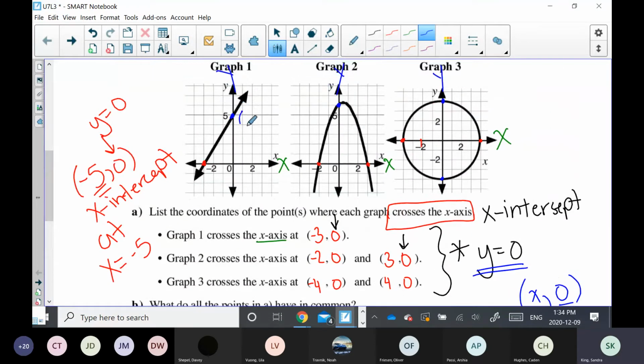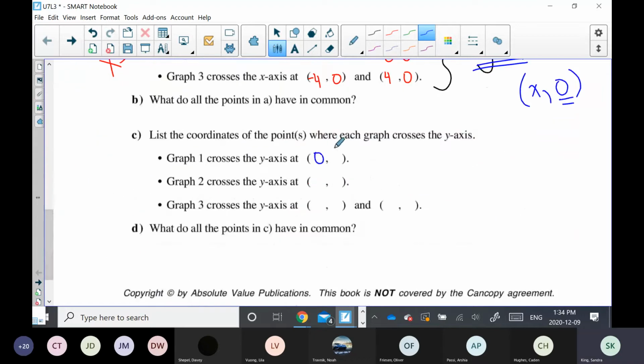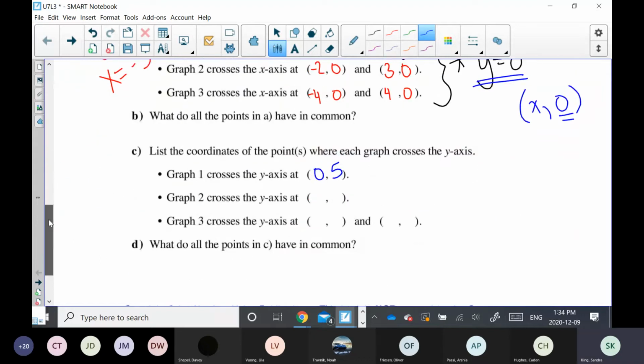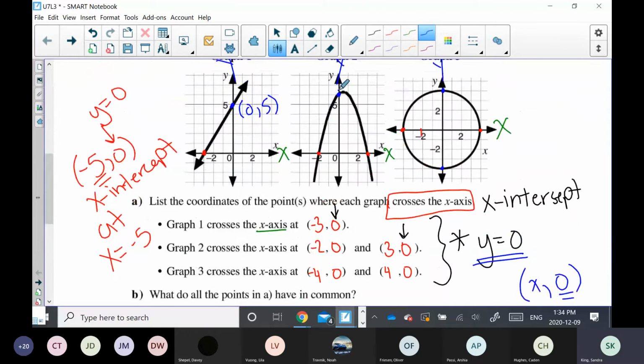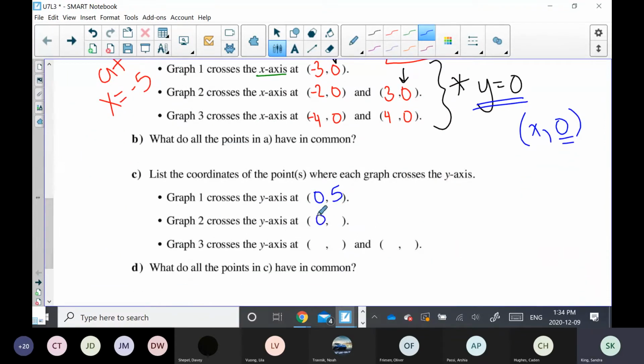This first one should be simple, 0, 5. So double check that you had 0, 5. This second one, that ordered pair there is x is 0 and the y was at 6. So hopefully you were able to see that it was 0, 6. For the circle graph, there were 2 y-intercepts, 0, 4 was the top one, and 0, -4 was the bottom one. Again, what was the takeaway?